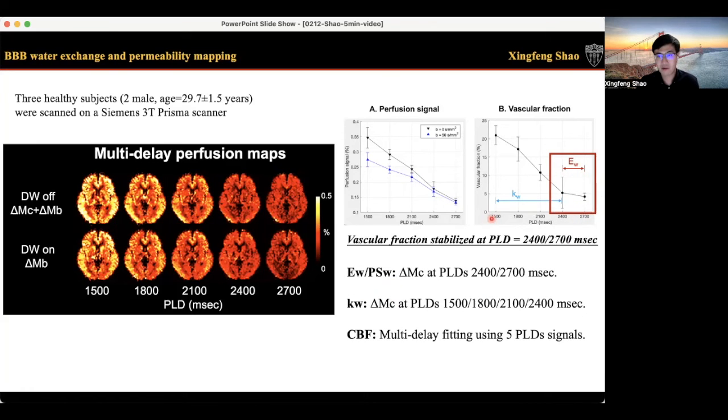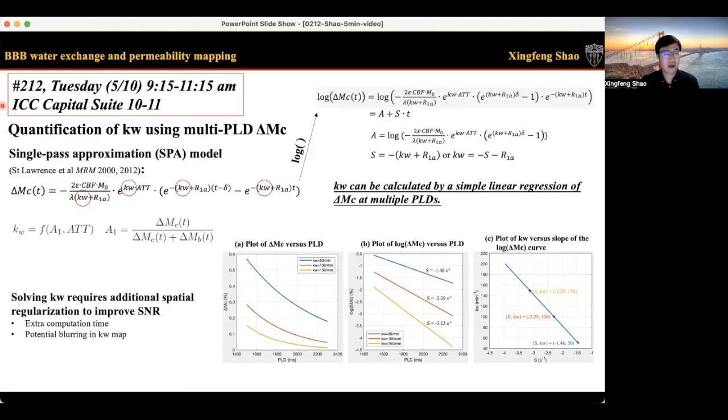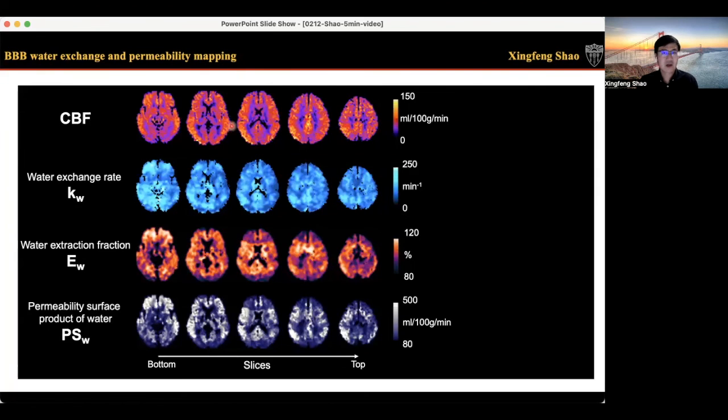From the PLD of 1.5 seconds to 2.4 seconds, we captured the dynamics of the water exchanging from the capillary space to the tissue space. So we use a very simple but robust linear regression model, as I'm going to explain later, to quantify the kW from the delta MC signal acquired at 4 post-labeling delays. We can also quantify the CBF since we have 5 post-labeling delays, using a multi-delay feeding model. Here is how we propose a very simple but robust linear regression model to quantify kW. But due to time limit, if you're interested, please come to my talk on Tuesday in the ICC Cactus Suite 1011.